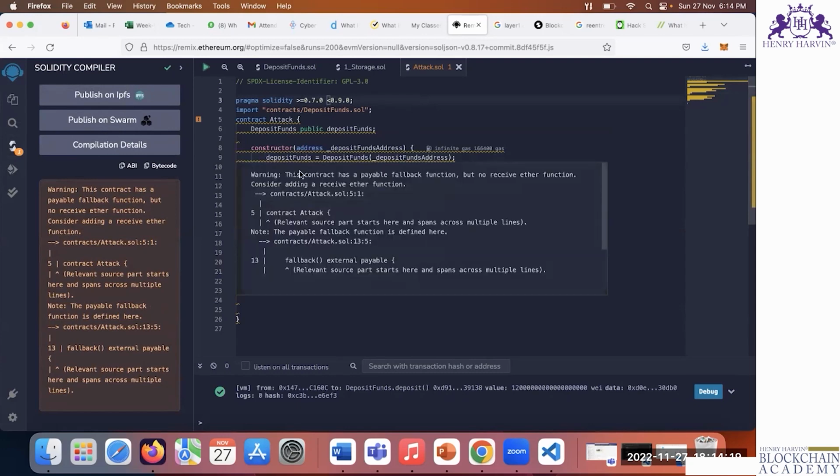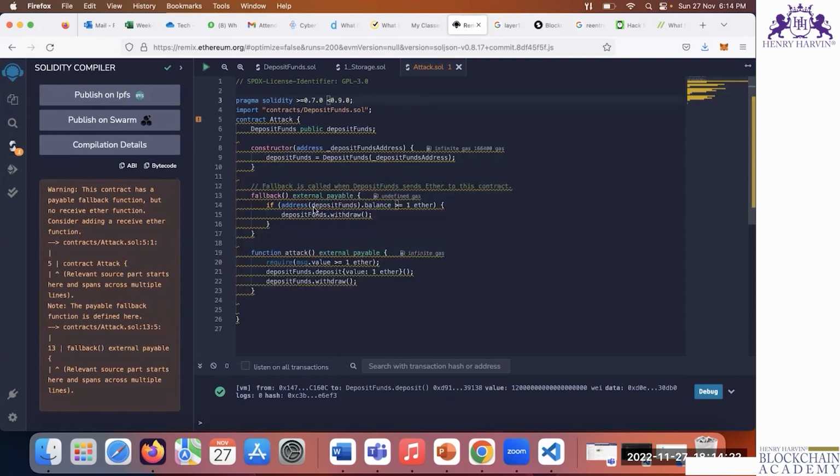Okay, we will deposit one. Fallback function, like external payable, if the address balance is greater than one in the deposit fund. Fallback function, attack function, recur. If the original value is greater than zero, deposit. We are calling deposit fund, depositing one Ethereum, and then we are withdrawing. When we are withdrawing, this fallback function will execute. The fallback function calls the withdraw function.